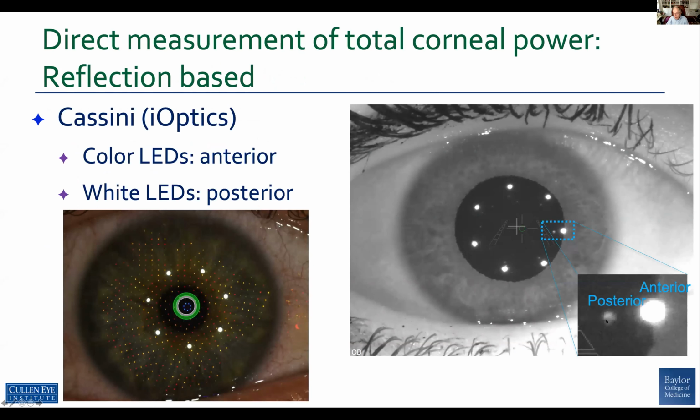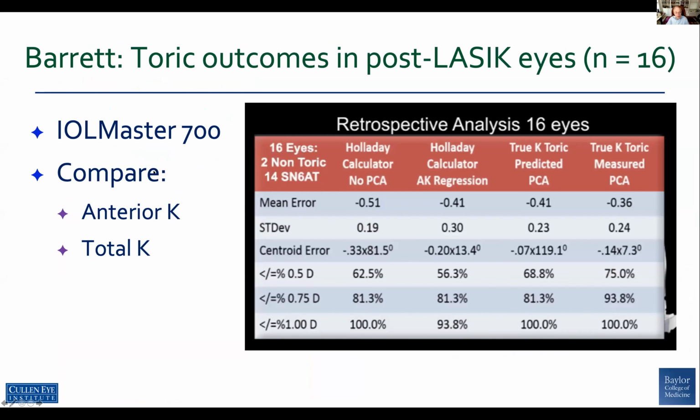And here's a magnified view of that, anterior and posterior. So you can measure the position of those LEDs and predict posterior corneal astigmatism. And they're about to introduce an even newer version of this, which will be much more extensive. It will be very interesting to see. Well, there isn't much data yet on measuring total corneal power.